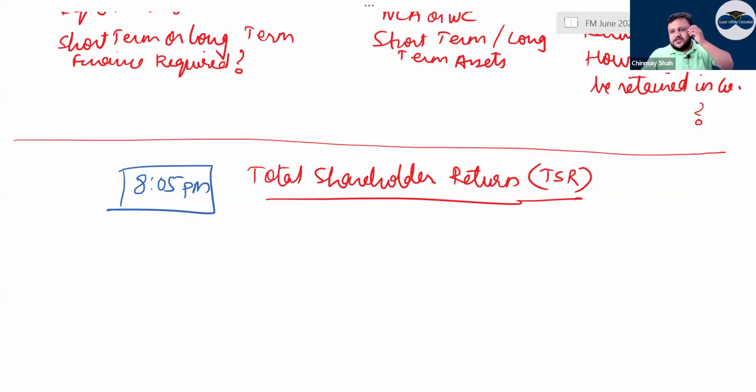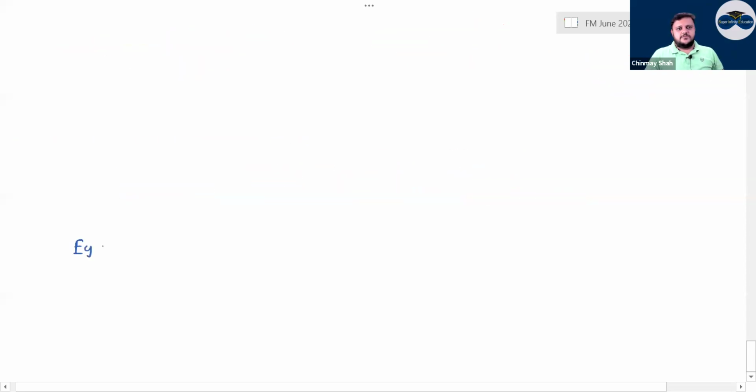Chalo. So TSR. Now see, for understanding the TSR formula, the total shareholder return formula, we will derive it in class. No writing formulas and then trying to mug them up. Write down an example.